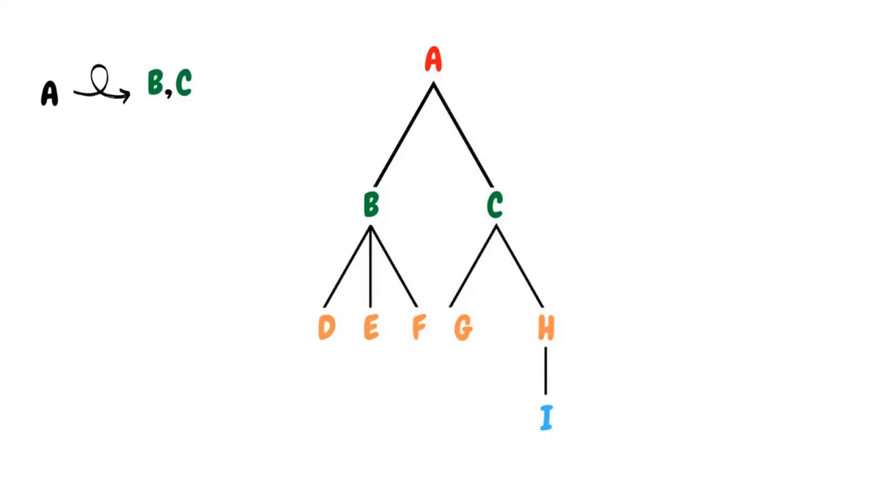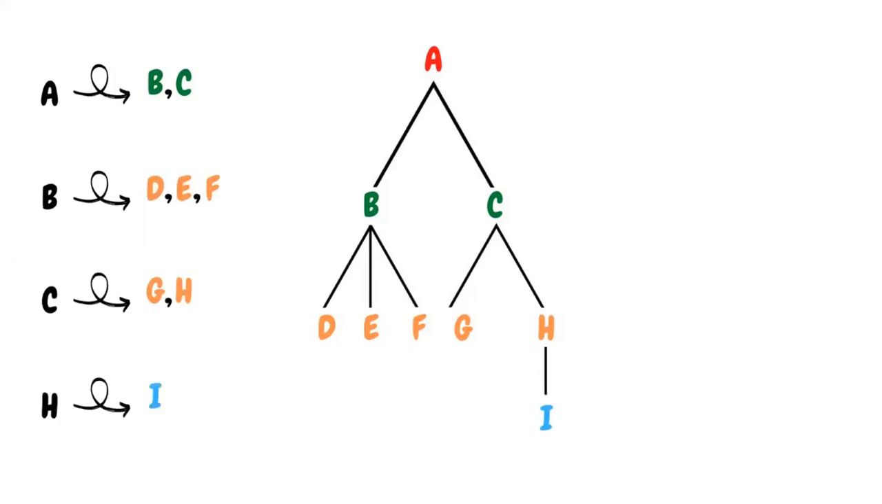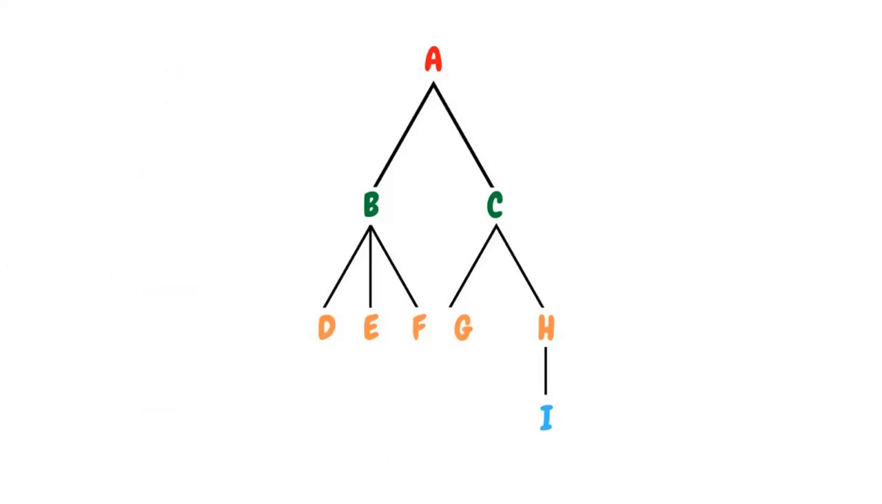And what about B? B goes to D, E, and F, okay? And C goes to G and H. And finally, H goes to I. So what are we reading on this tree? Well, what we read at the final sentence is D, E, F, G, I. Now, looking at the tree and talking about the structural relations is very important for syntax. So the first thing we need to do is talking about terminology.